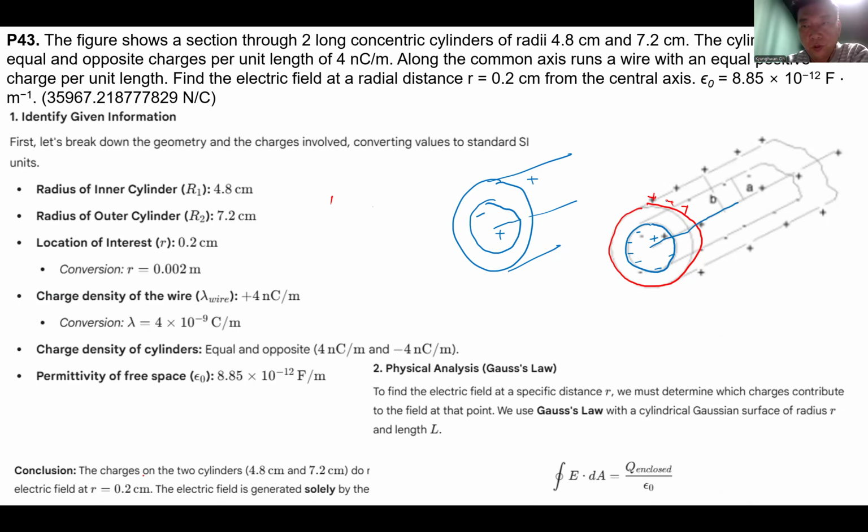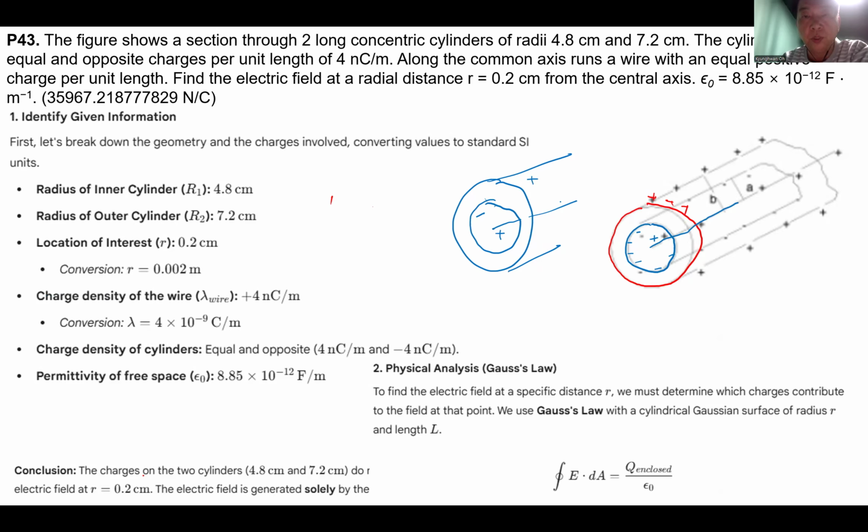So the outside and inside surfaces carry the same charges, but with opposite sign. And then along the common axis runs a wire with equal positive charge per unit length, so that we have a line charge at the center. In other words, we have a cylindrical shell, and then we have a wire.